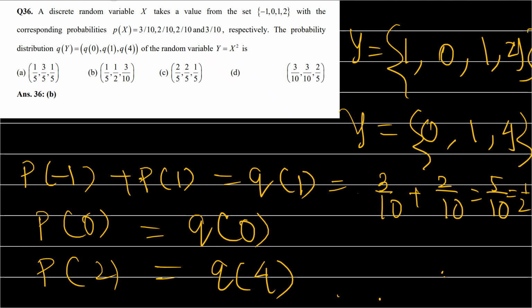1 by 2. Now q of 0 equal to p of 0. So p of 0 is equal to 2 by 10, which is equal to 1 by 5. And q of 4 equal to p of 2, which is 3 by 10. So the answer will be, in the order 0, 1, 4: 1 by 5, then 1 by 2, then 3 by 10. So the answer will be B.